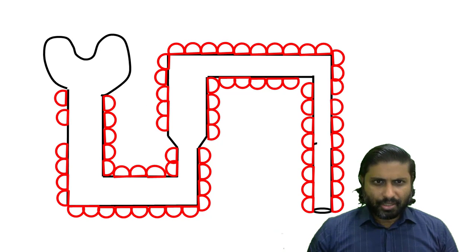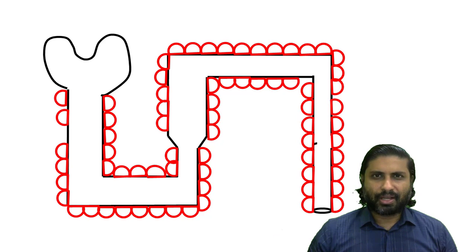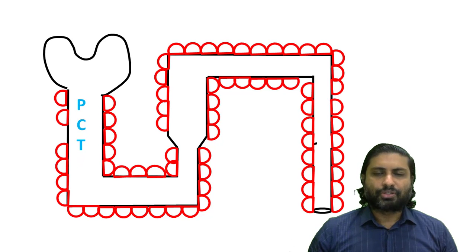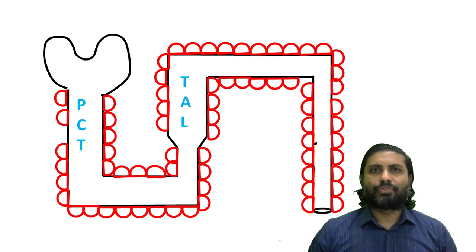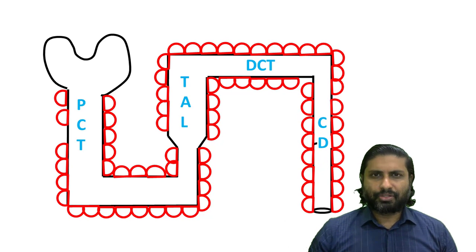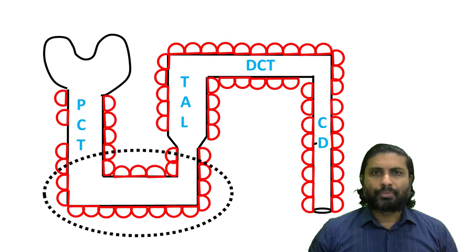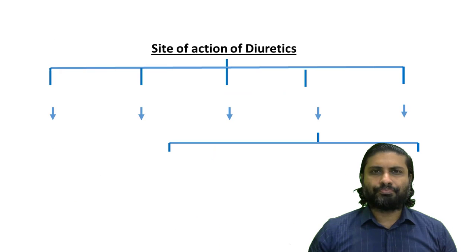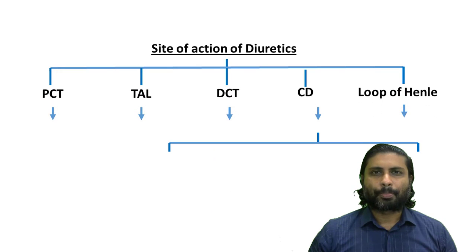Now this is a picture of the nephron, and we shall now see the various regions of the nephron as relevant from the point of view of a discussion on diuretics. So this would be the proximal convoluted tubule. That would be the thick ascending limb of the loop of Henle. This would be the distal convoluted tubule. This would be the collecting duct. In addition to these regions, we should also consider the loop of Henle as a whole, because the diuretics that we discuss act on each of these regions.